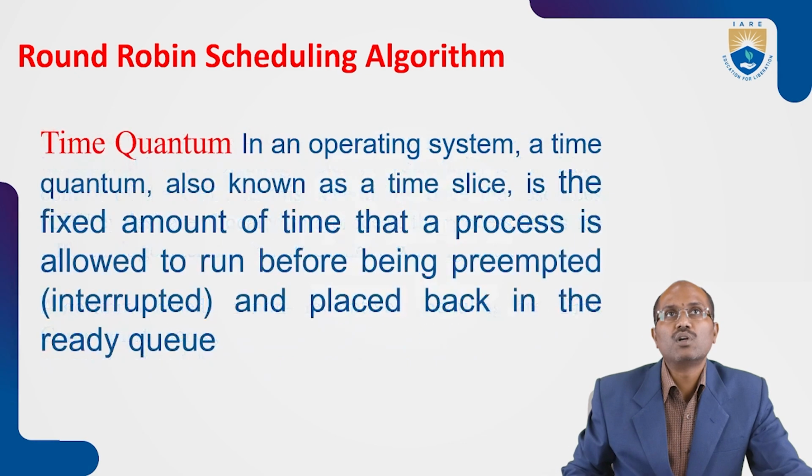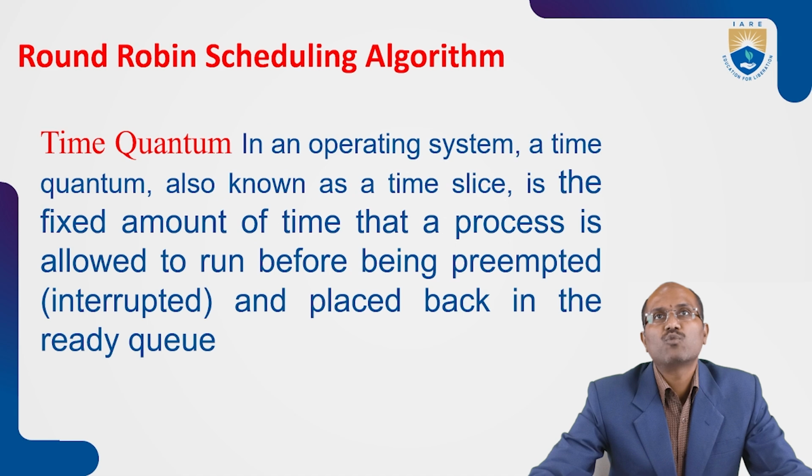Let's see the round robin scheduling algorithm. There is a time quantum, which is very important. The time quantum is already given in the problem, so we take it and start the execution. In an operating system, a time quantum, also known as a time slice, is a fixed amount of time that a process is allowed to run before being preempted and placed back in the ready queue. For different problems you take a different time quantum. Let's see how to execute a problem with the time quantum.